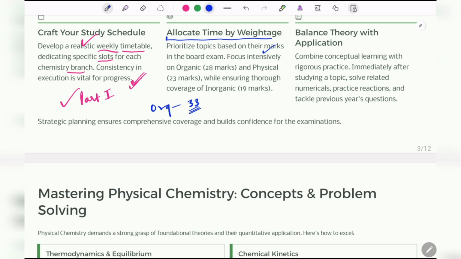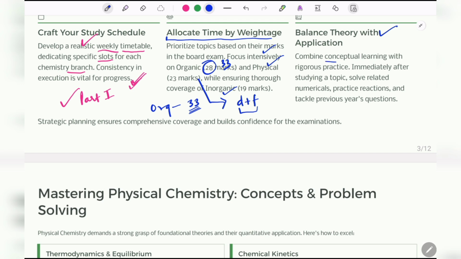Focus intensively on organic, as it has been said, for 33 marks. And physical chemistry also is very important and very scoring, because it contains formulae and numericals, and you get full marks. There is nothing much by which marks can be lost if you're doing everything correctly. Ensure thorough coverage of inorganic, because in inorganic chemistry, the D and F block elements, you have to do a little bit of memorization also. Of course, children, not to forget, balance your theory with the applications.